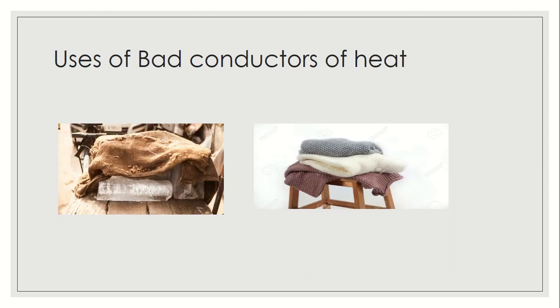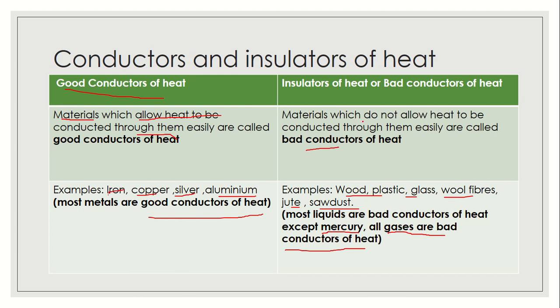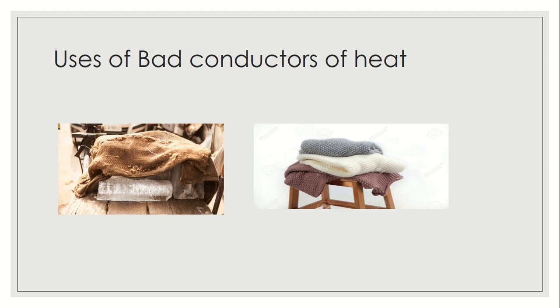Now let's look at the bad conductors of heat. Same question, why is there a need? Because we need them in activities which do not allow heat to be conducted through them easily, where we do not want the transfer of heat from a hotter end to a colder end. Mostly in the case of ice, we use jute or sawdust, which helps prevent the ice from melting. Like when we cover it with a jute bag, this prevents the ice from melting.